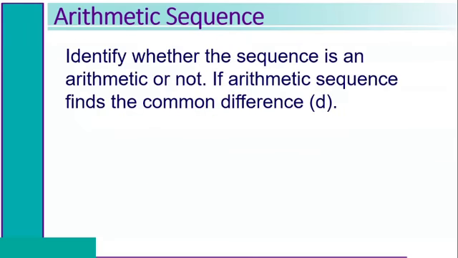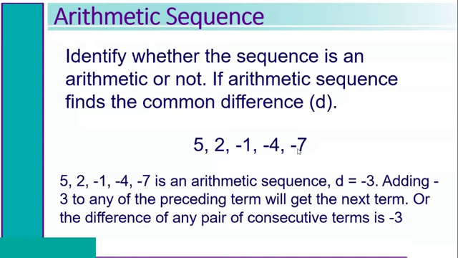So let us identify whether the sequence is arithmetic or not. If it is an arithmetic sequence, find the common difference, or d. So for this problem, we have 5, 2, -1, -4, and -7. The common difference here is -3. Adding -3 to any of the preceding terms will get the next term, or the difference of any pair of consecutive terms is -3. So let's get deeper into this problem.